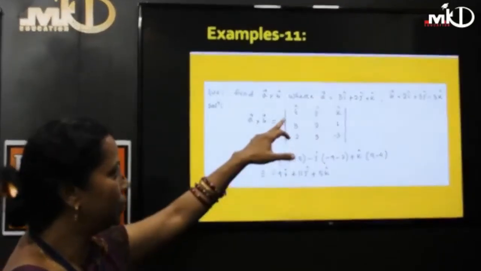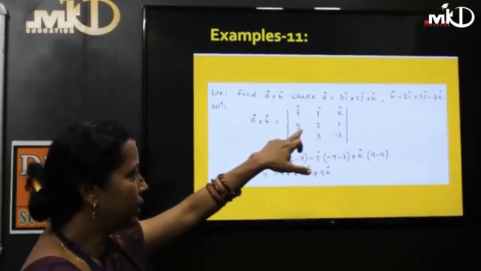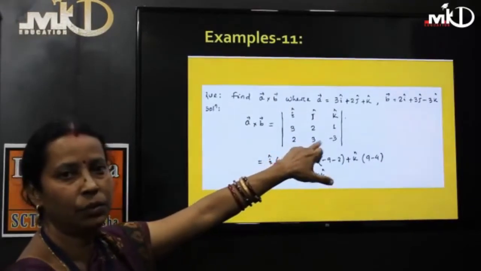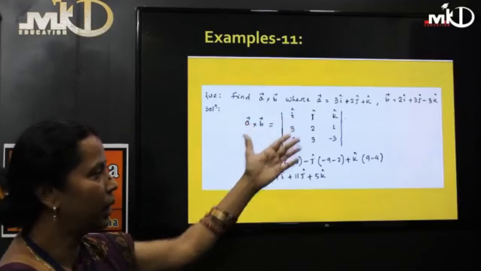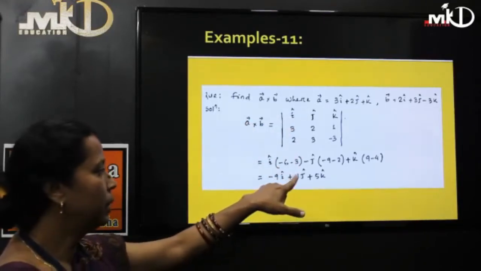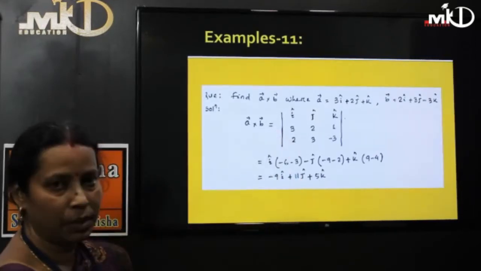So we represent it by its components and we find a vector. It is equal to the determinant of i cap, j cap, k cap, and a1, a2, a3, b1, b2, b3. So you find the determinant. Simply it is equal to minus 9i cap plus 11j cap plus 5k cap. This is the vector product.